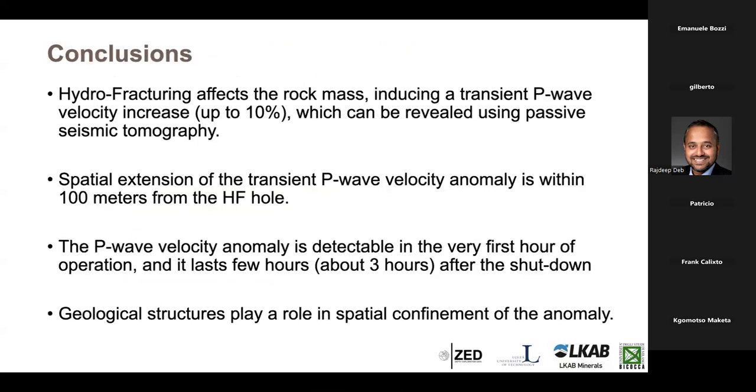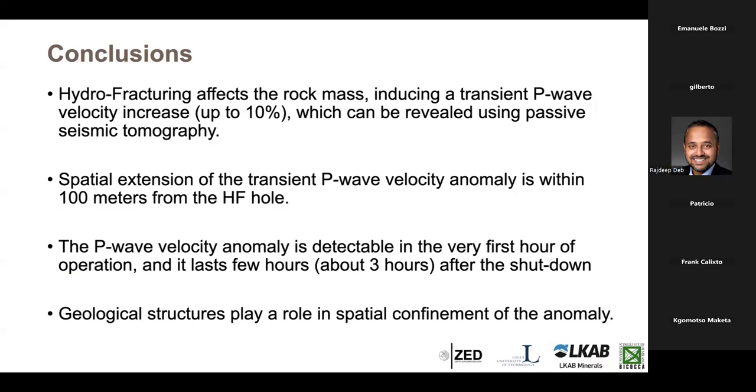So to conclude, hydrofracturing affects the rock mass inducing a transient P-wave velocity increase up to 10%, which can be revealed using passive seismic tomography. The spatial extension of this transient P-wave velocity anomaly is within 100 meters from the hydrofracturing holes. But it is a limit. So I think 100 meters is almost the maximum. Then it depends on the location of the hole in the mine.